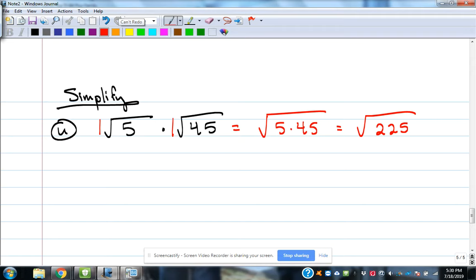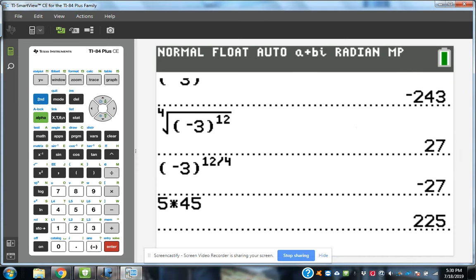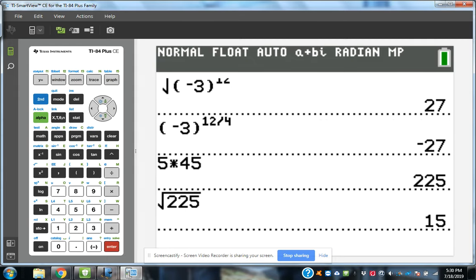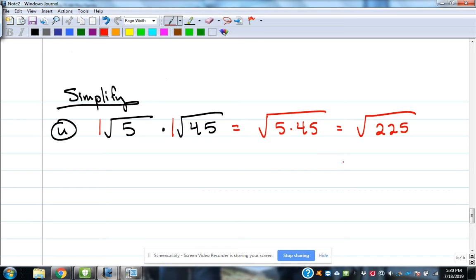The number 225 kind of rings the bell with me, so I'm going to check it to see if it's got a square root. The square root of 225. It does. It's 15. If it did not have a nice square root, I would take that and do the factor tree stuff with it. If it were some other number, we'll do.